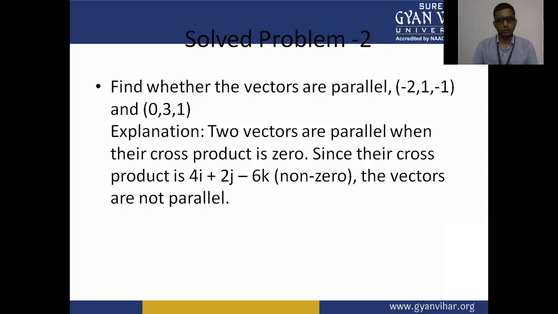The explanation of this problem is given here. Two vectors are parallel when their cross product is 0. So we have to find the cross product of these two vectors. Since their cross product is 4i plus 2j minus 6k, which is non-zero, the vectors are not parallel.